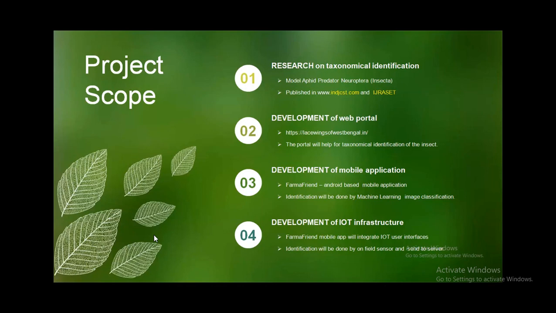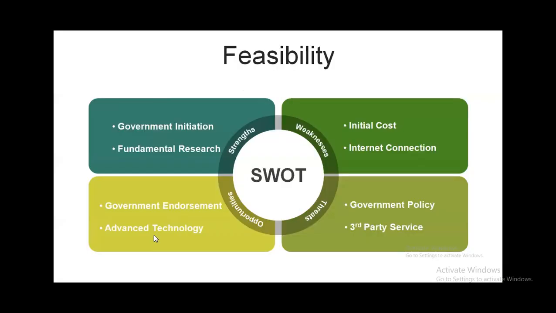And next, implementing a plan for IoT infrastructure, which will automatically identify whether good insects or bad insects are present in the field. This classification will be done automatically. If there are any bad insects, then the farmer can activate some measures deployed on the field to repel those bad insects. So this was the complete project scope in the current scenario.